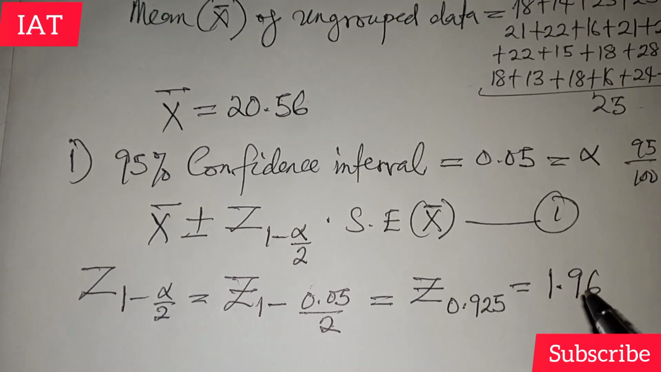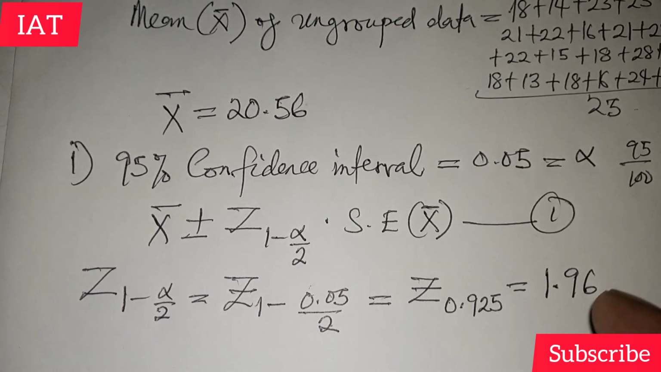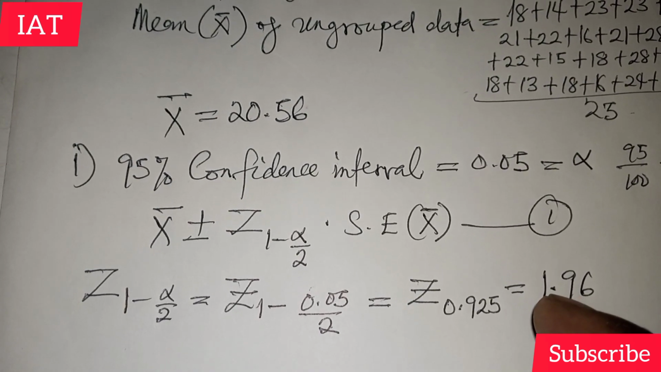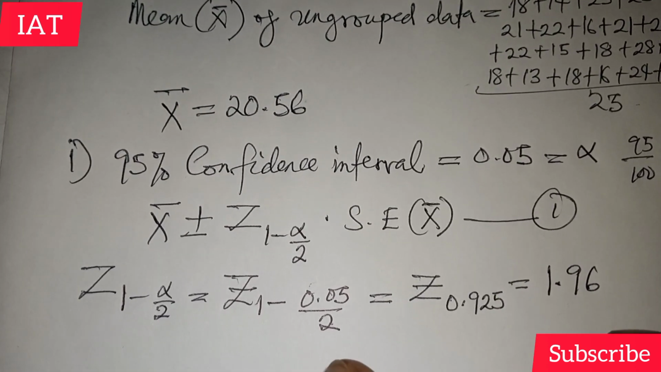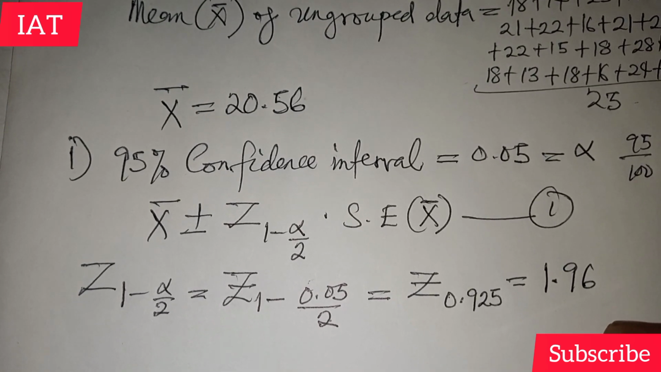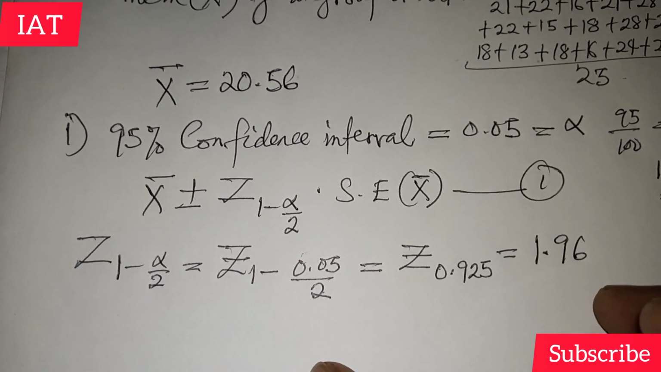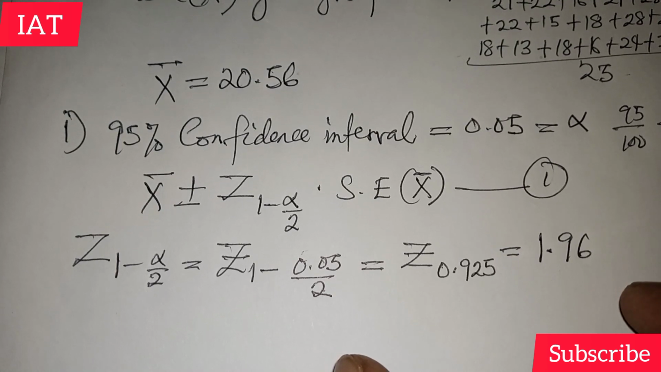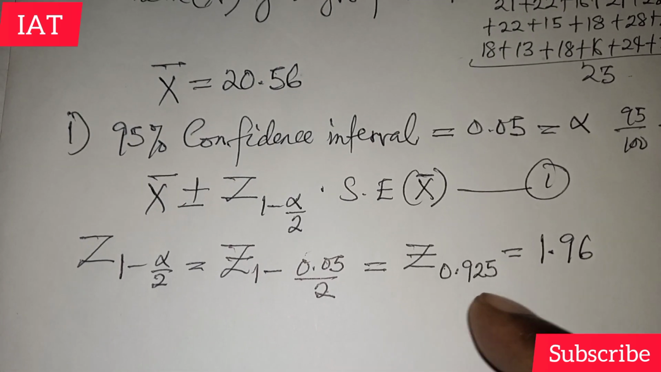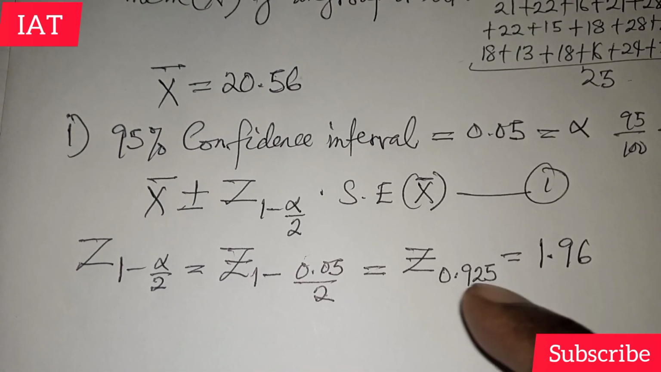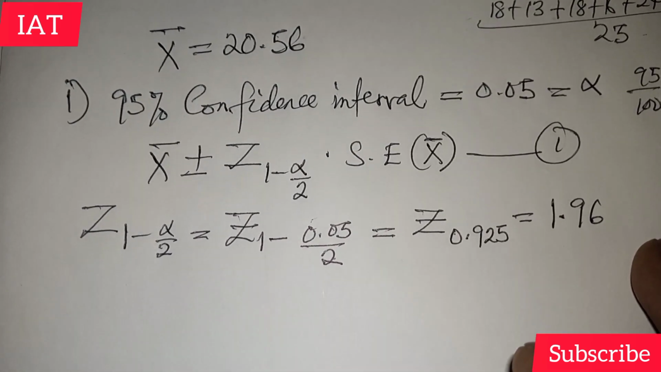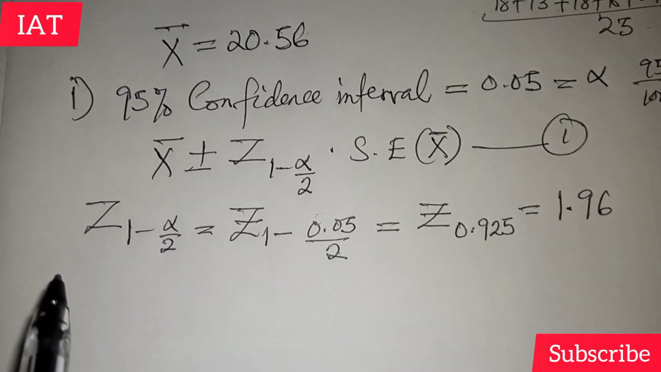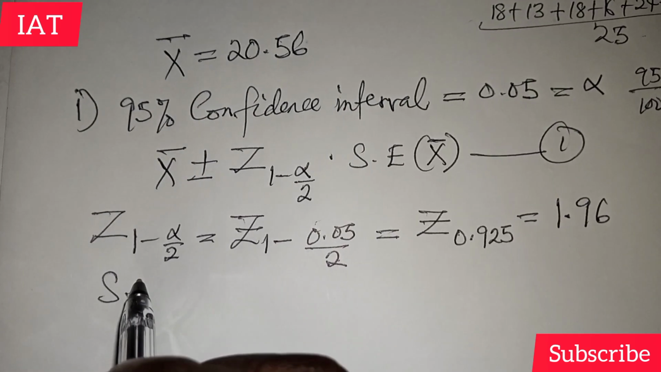This video will not cover how to check the t table and the z table, but I suppose by now you should have an idea. If you don't, I'll make another video to explain how to make use of the z and the t tables. But just know that this value is the equivalent you get when you check the z table. So that means we need to work on SE.